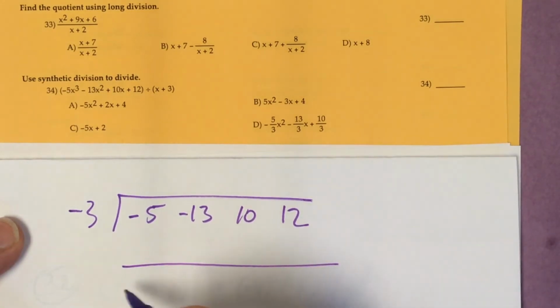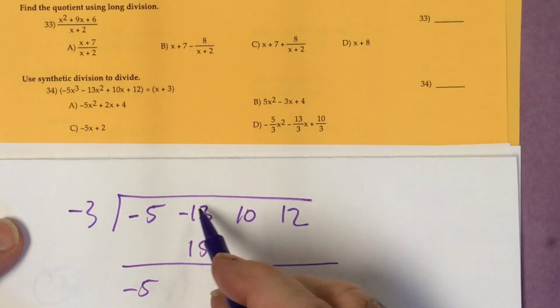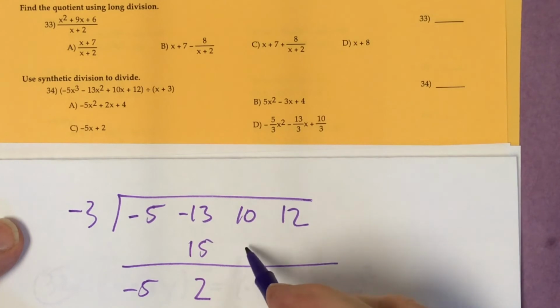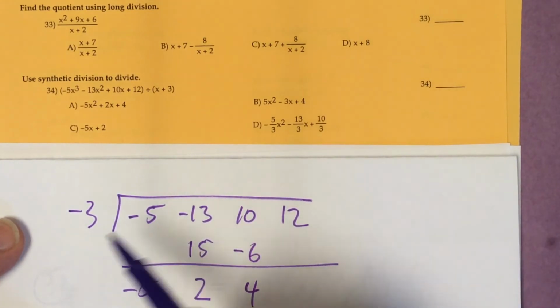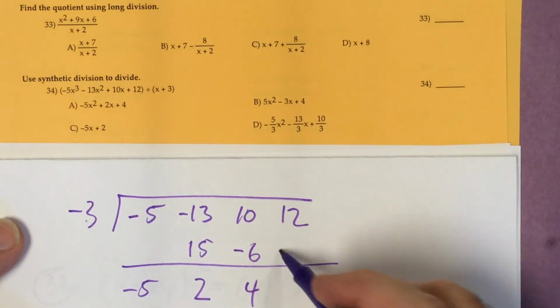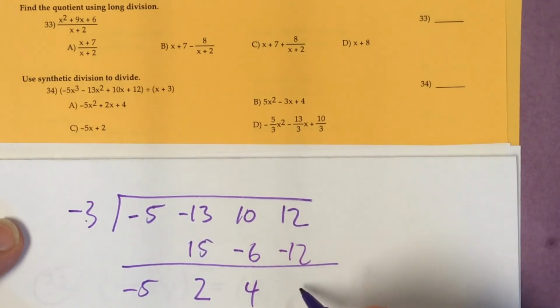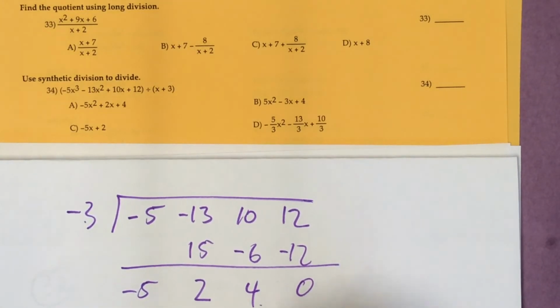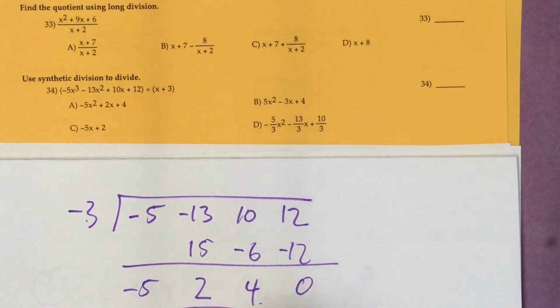So I'm going to bring negative 5 down here. Negative 3 times negative 5 is going to be positive 15. Negative 13 plus 15 gives me 2. Negative 3 times 2 is going to be equal to negative 6. 10 minus 6 will equal 4. So I have negative 3 times 4, that's going to be negative 12. 12 minus 12 gives me 0. So that's going to be my remainder term. This is going to be my x term, so this will be plus 2x plus 4. This is going to be negative 5x squared.